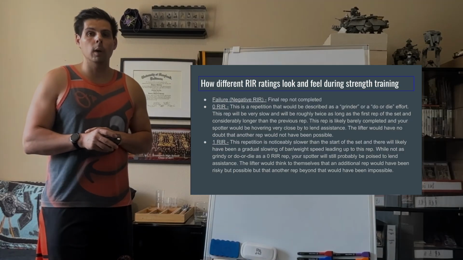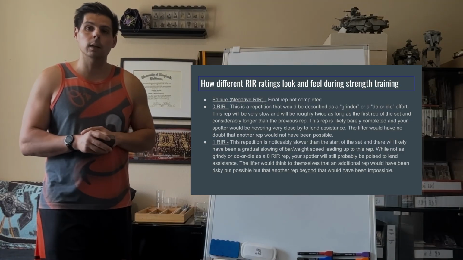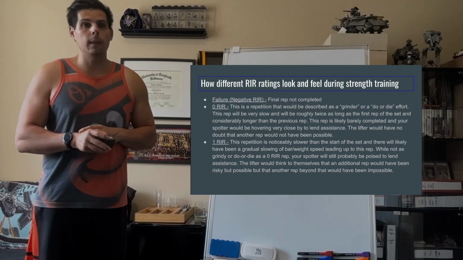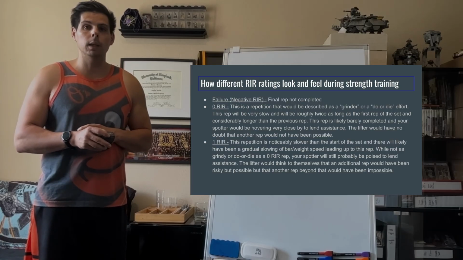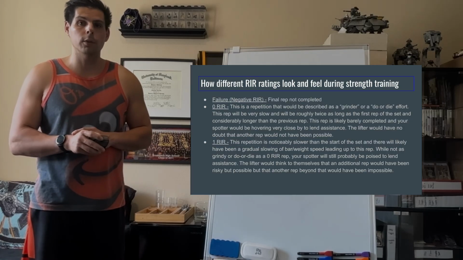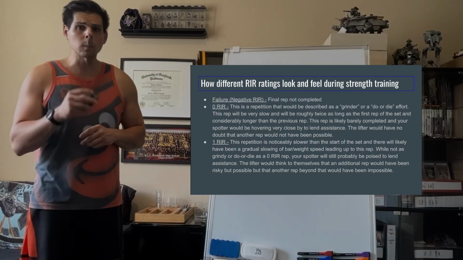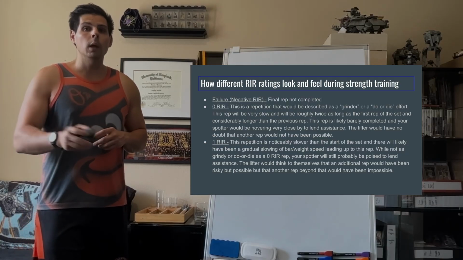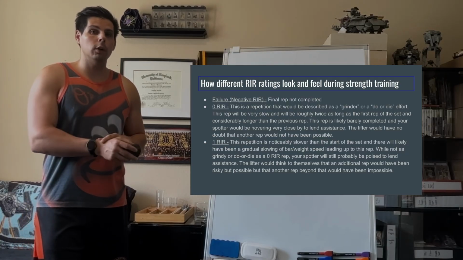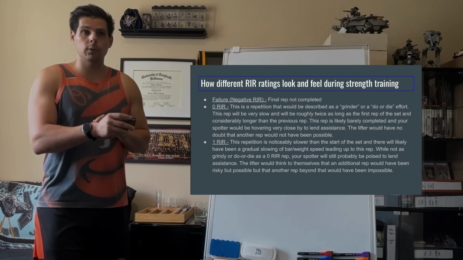The first thing for which is failure, which I guess is technically a negative rep in reserve, and this is simply the final rep is not completed. Either your spotter helped you or the safety catches saved you. Now, 0 reps in reserve. What's important to notice here, 0 RIR is not failure.